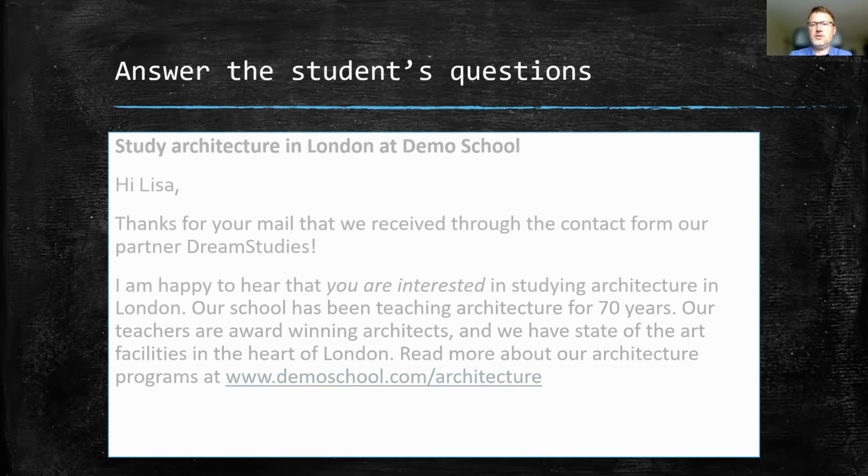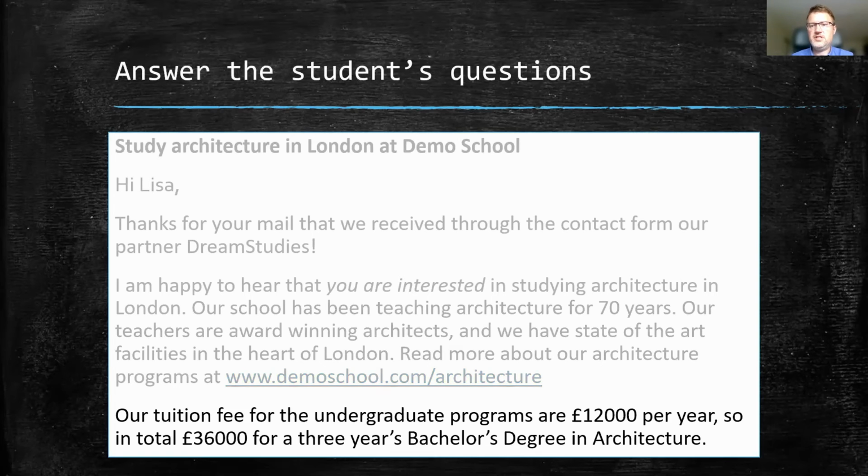Next, you should answer all the students' questions. Even if the information is available on your website, I would recommend pasting it into the mail as a service to the student. In our example, Lisa asked about the cost for the architecture program, and the answer is our tuition fee for the undergraduate programs are £12,000 per year. So in total, £36,000 for a 3 years bachelor's degree in architecture.